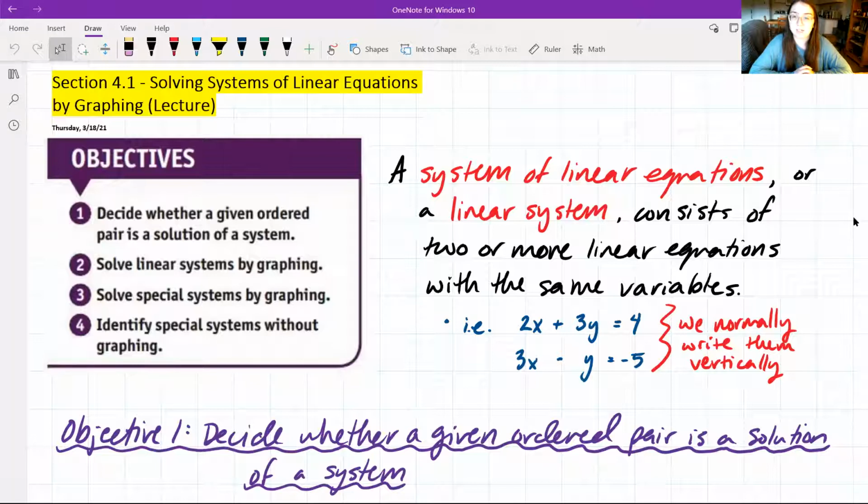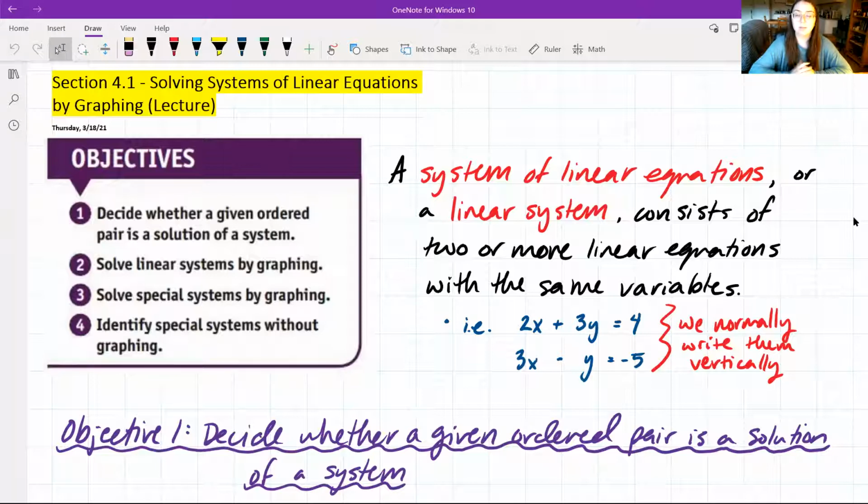We have four objectives. Our first objective being to decide whether a given ordered pair is a solution of a system. Objective 2, solve linear systems by graphing. Objective 3, solve special systems by graphing. And objective 4, identify special systems without graphing.